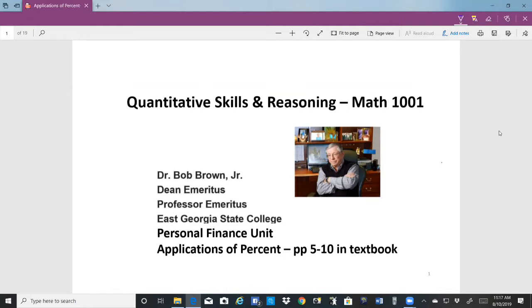In this video, we're going to look at applications of percent. It'll be pages 5 to 10 in your textbook. I am sure that the great majority of you are very familiar with the concept of percent. We're just going to review this so you'll be ready for some of the other lessons that will come after this.